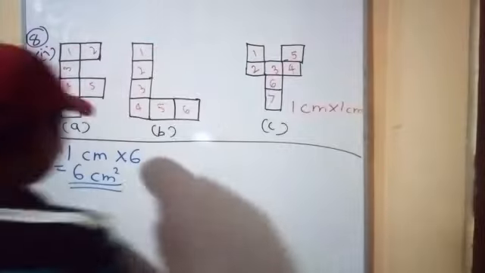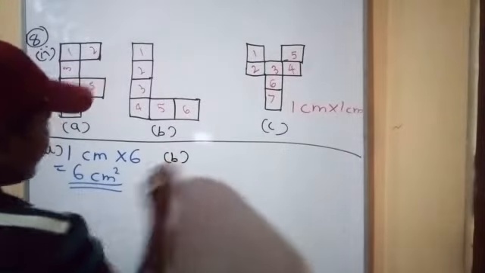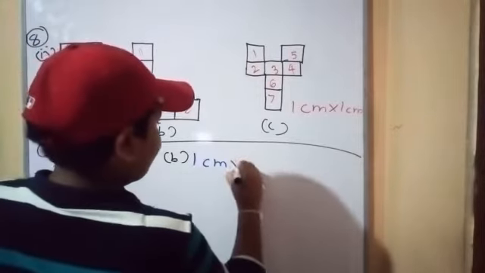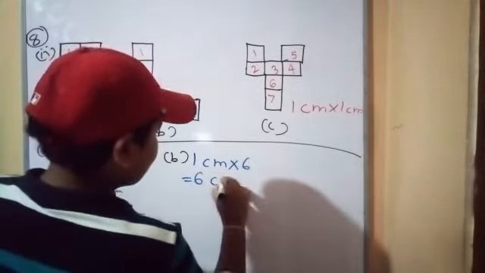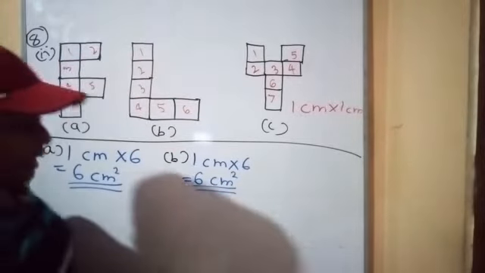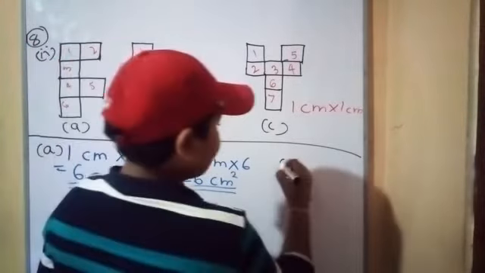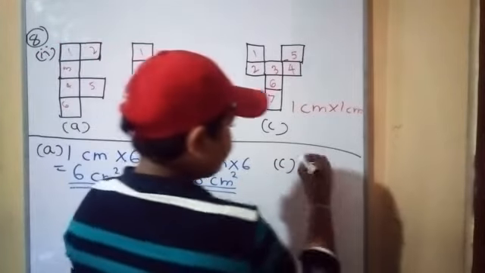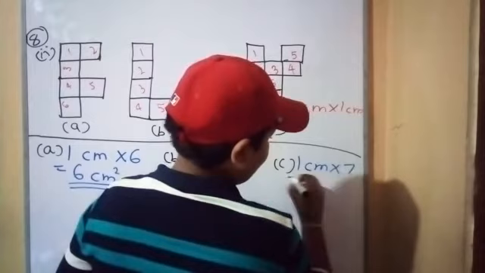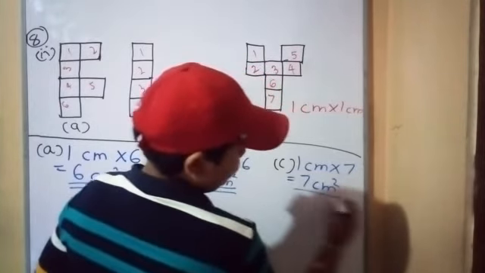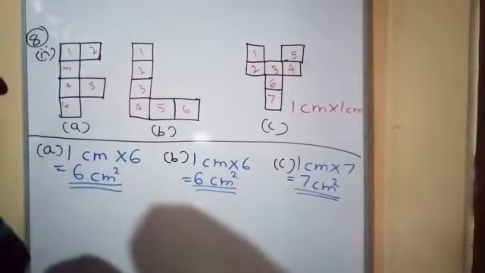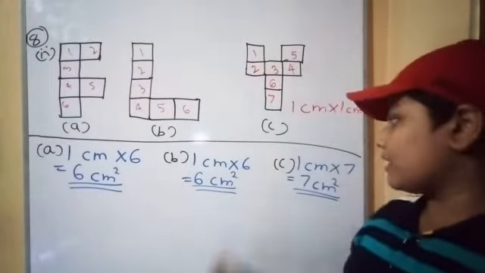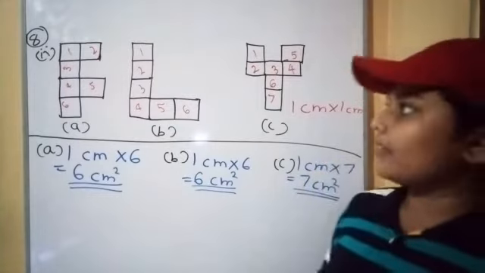Now the second one is the L. What is the L? They have 7. 1 centimeter multiply 7, 7 square centimeters. Now what is the Y? This is the Y figure. They have 6. 1 centimeter multiply 6, 6 square centimeters. Okay, now this is the answer: 6 square centimeters, 7 square centimeters, 6 square centimeters.